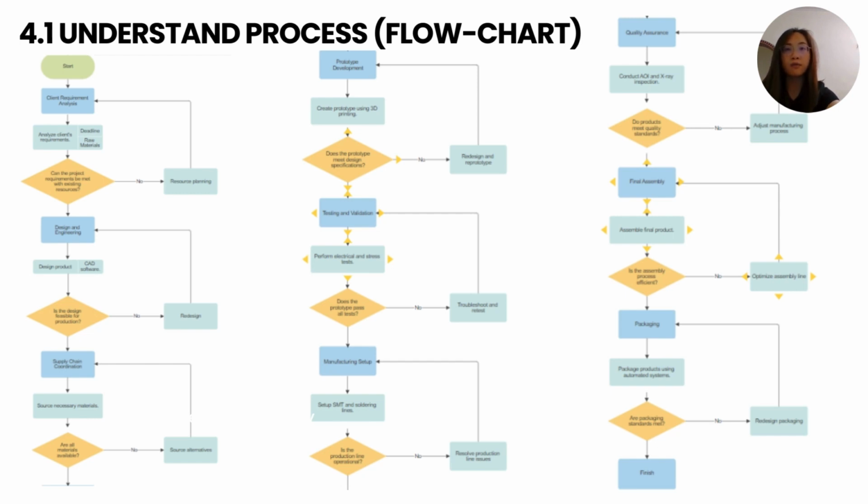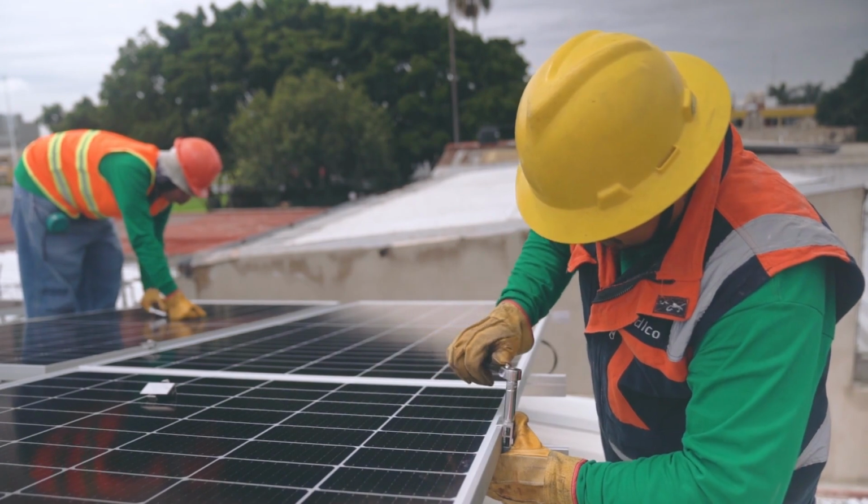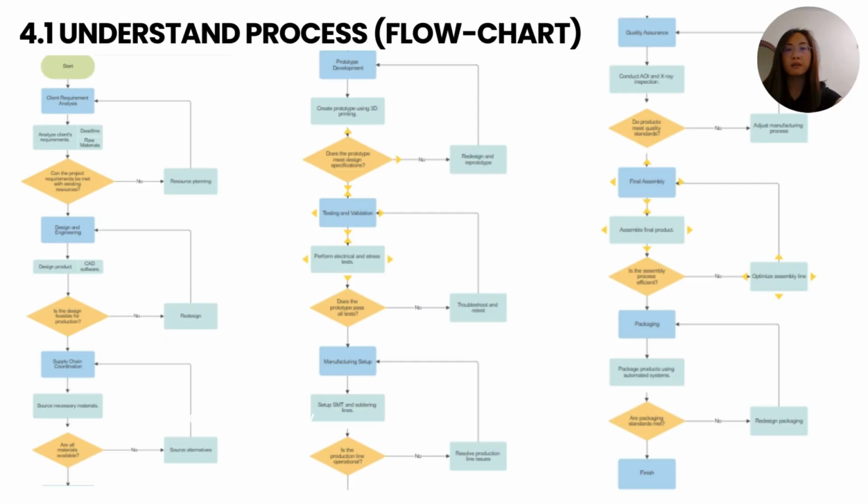Quality assurance involves inspection through automated optical inspection (AOI) and X-ray inspection. If the assembly process is efficient, the process moves to the packaging stage. If efficiency concerns arise, the assembly line is optimized.